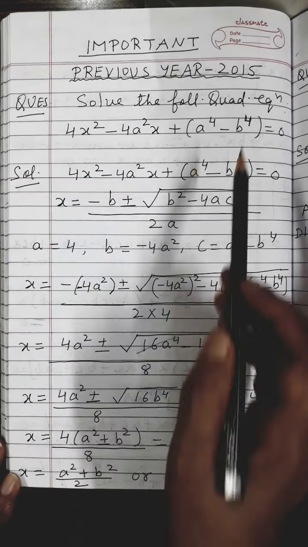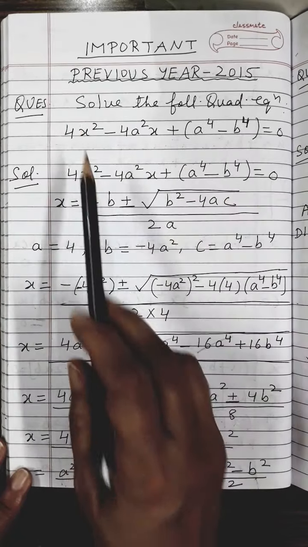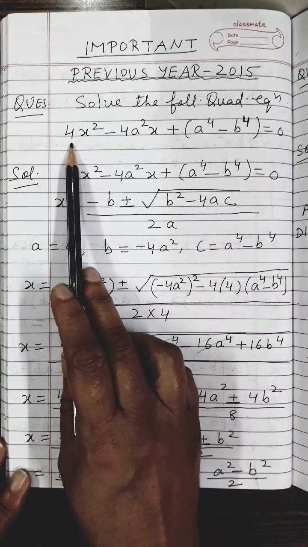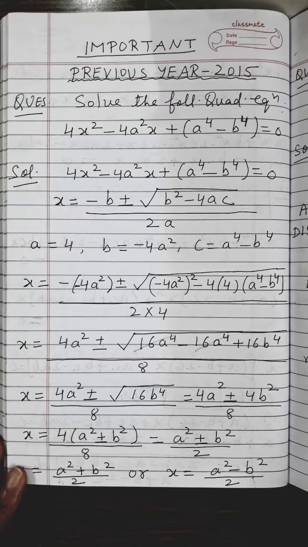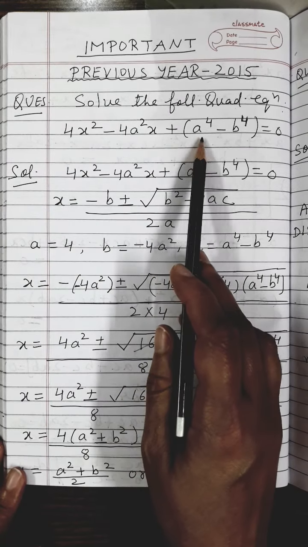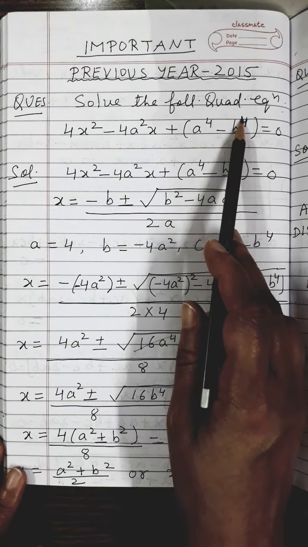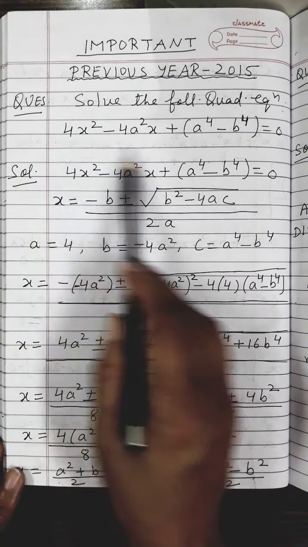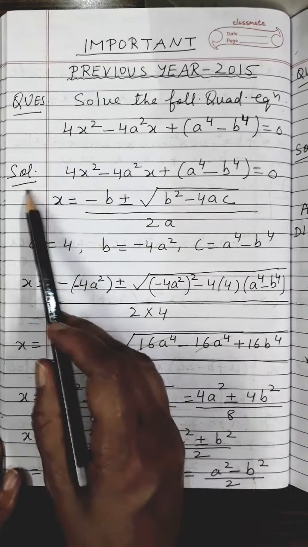Let us come to the question, year 2015. The question says: solve the following quadratic equation 4x² − 4a²x + (a⁴ − b⁴) = 0. Solving means you have to find the value of x. So come to the solution.